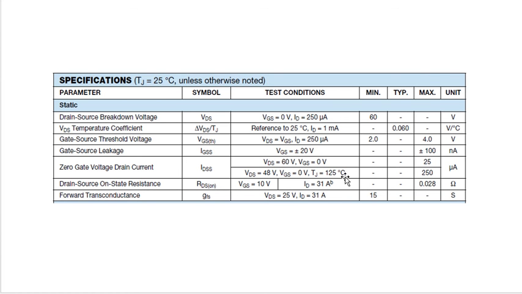Now you can see here we have drain to source on state resistance. This is 0.028 ohm. In case of a MOSFET, if this resistance is less, it is good, because less resistance means less losses and less heat up. We will use these things in the calculation of power loss.